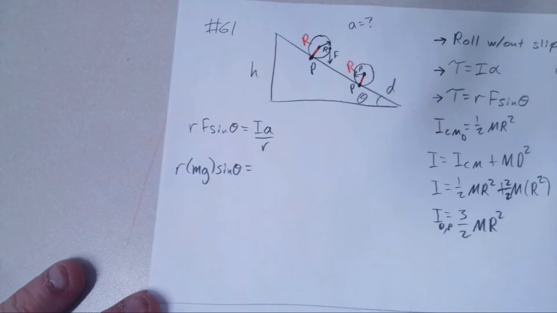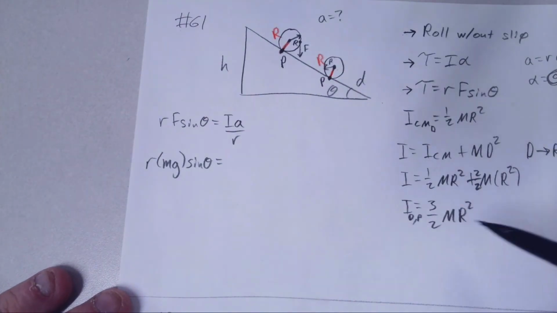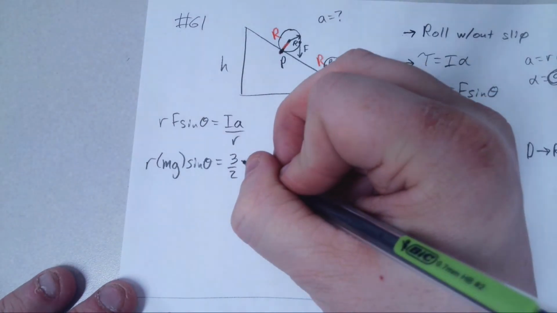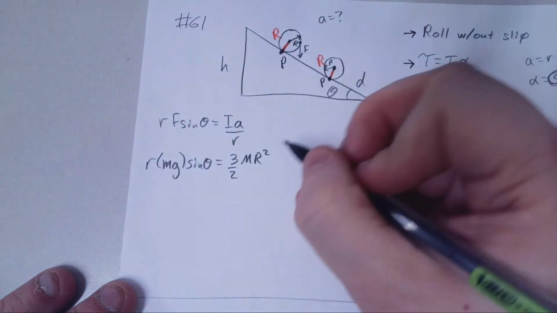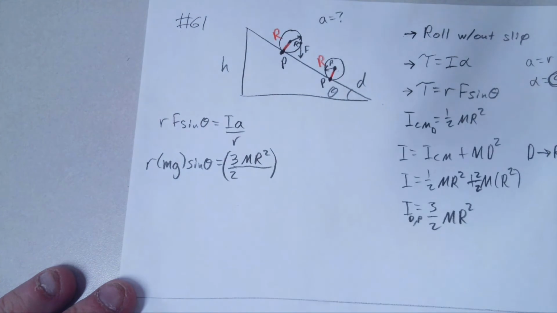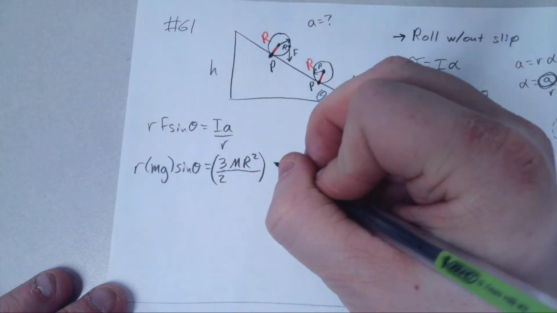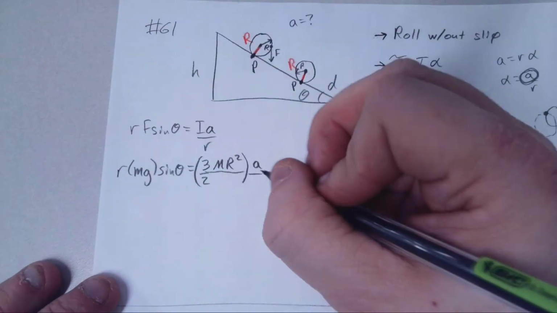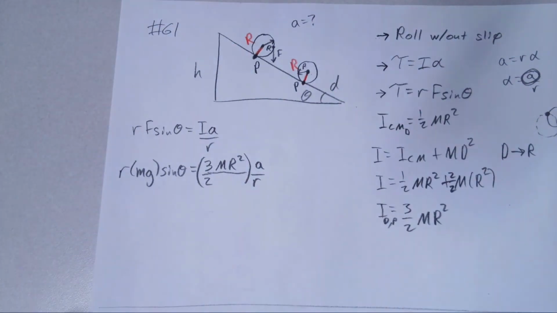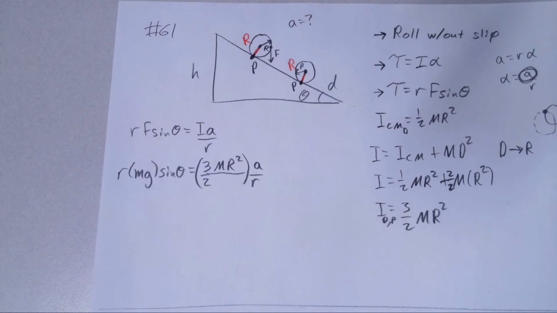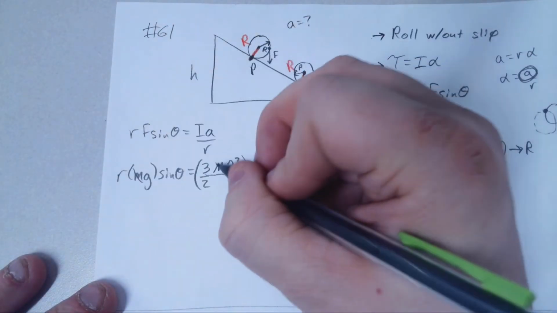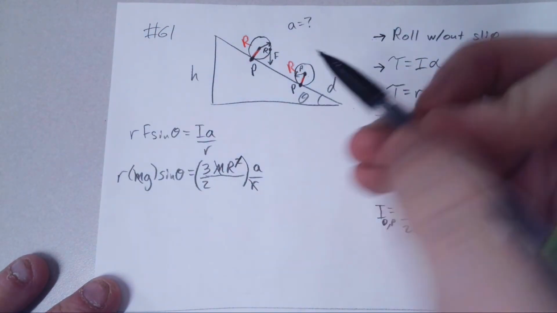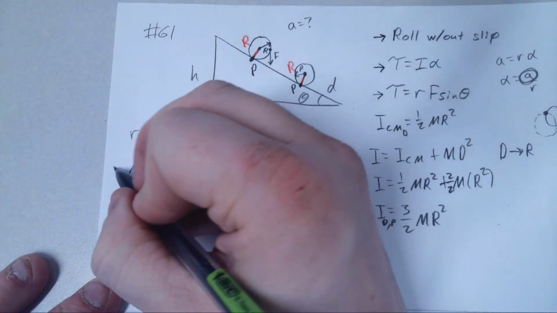And that equals I. We just calculated I, not for the disk about its center, but for the point P, which is 3 over 2 mr squared. That's being multiplied times a over R. Once again, it doesn't matter if it's big R or little r, they mean the same here. So we can cancel some things out. The masses cancel out, which is always kind of neat. One of these R squareds cancels with one of these R's, and now we're left with R on both sides, so that cancels out as well.